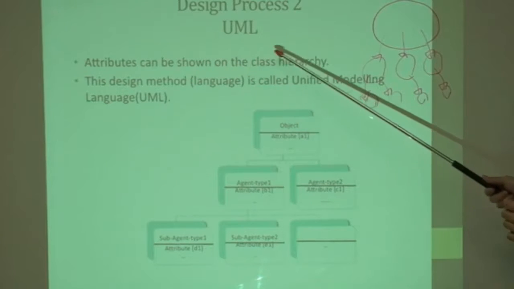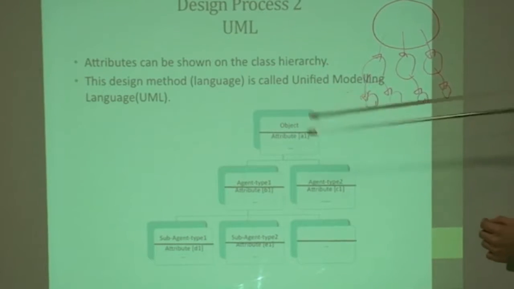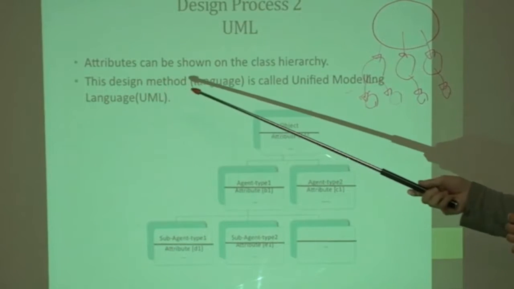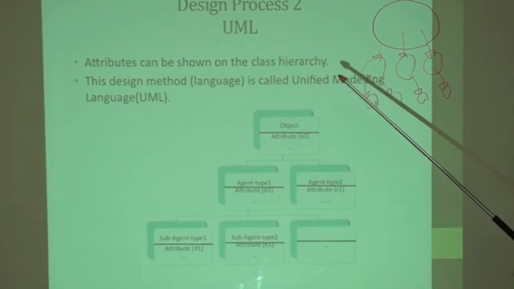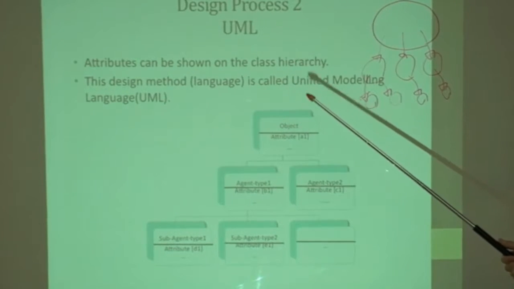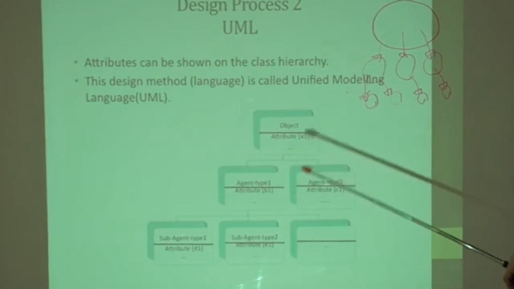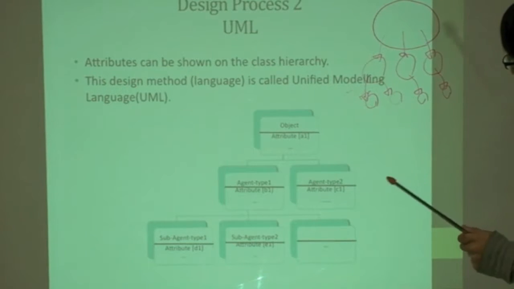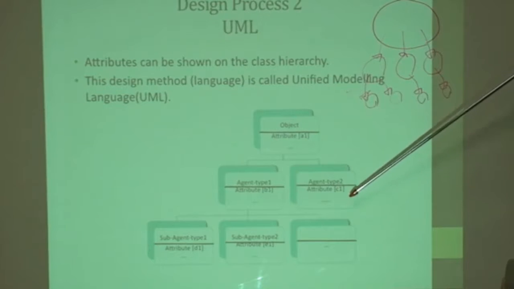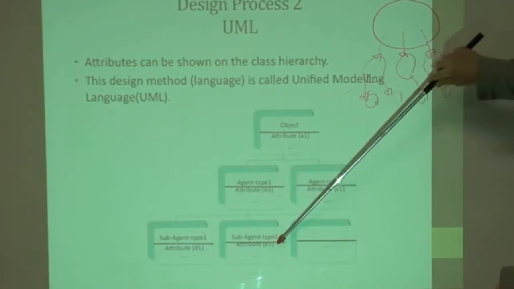Attributes can be shown on the class hierarchy, like this. This design method is called Unified Modeling Language. This method is often used in object-oriented programming. So we can write the attributes in each class of the class hierarchy.